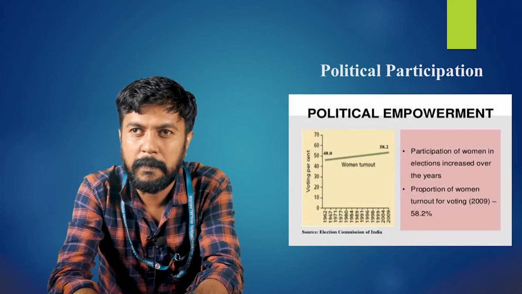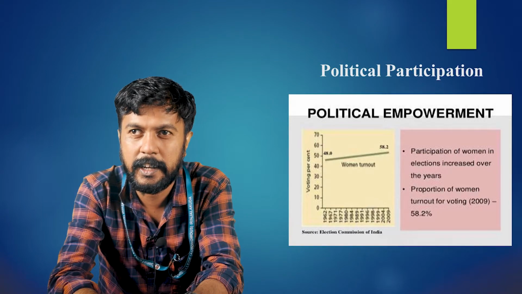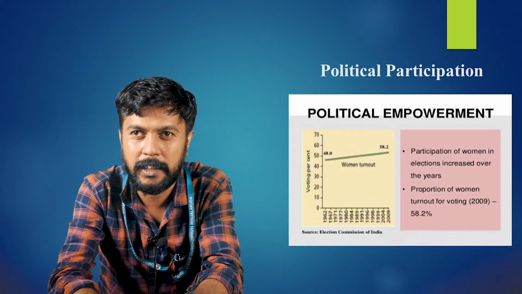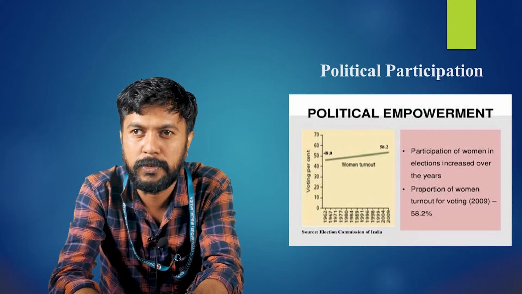When we come to the point of political participation, in Kerala we still have 50% reservation for women in elections. The first National Council for Women in India was established in 1925. From that point of view, women are getting more political participation on a constructive basis. When we come to the political empowerment of women, participation of women in elections has increased over the years, as we see in the picture. The proportion of women turnout for voting in 2009 was 58.2%.